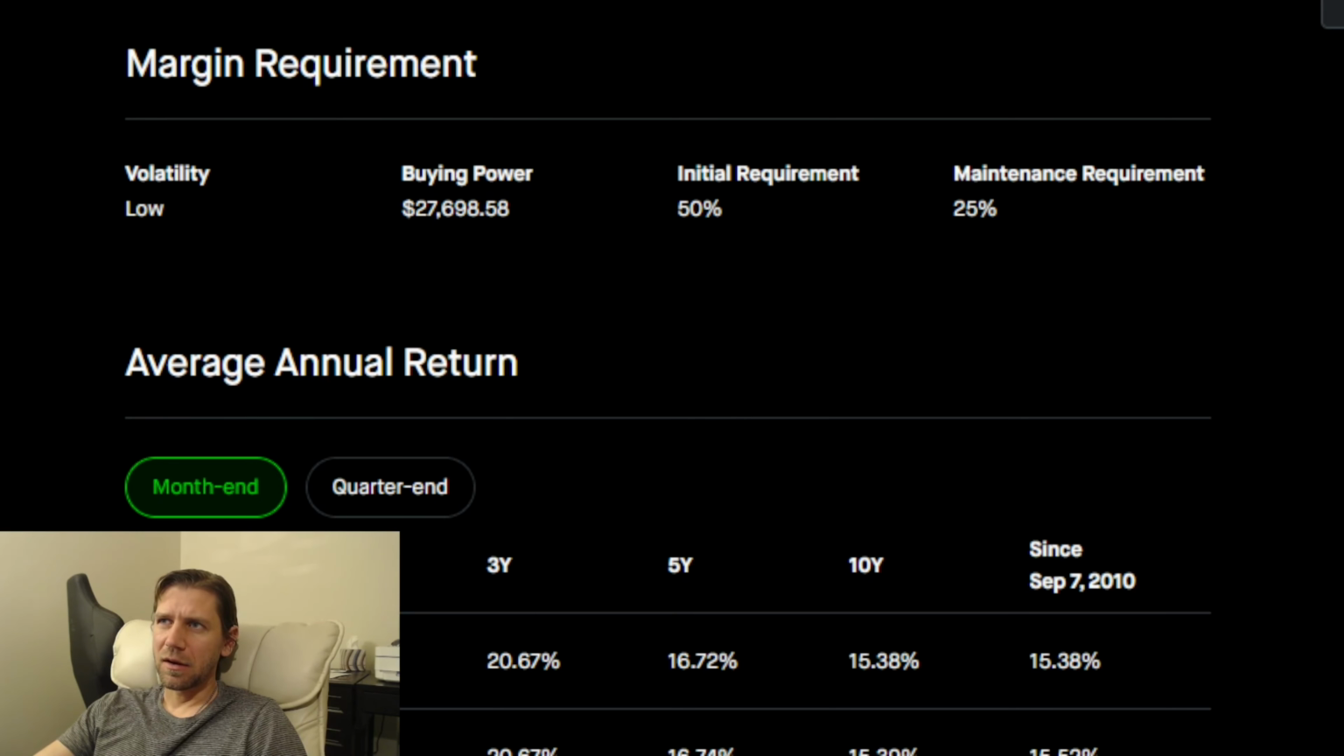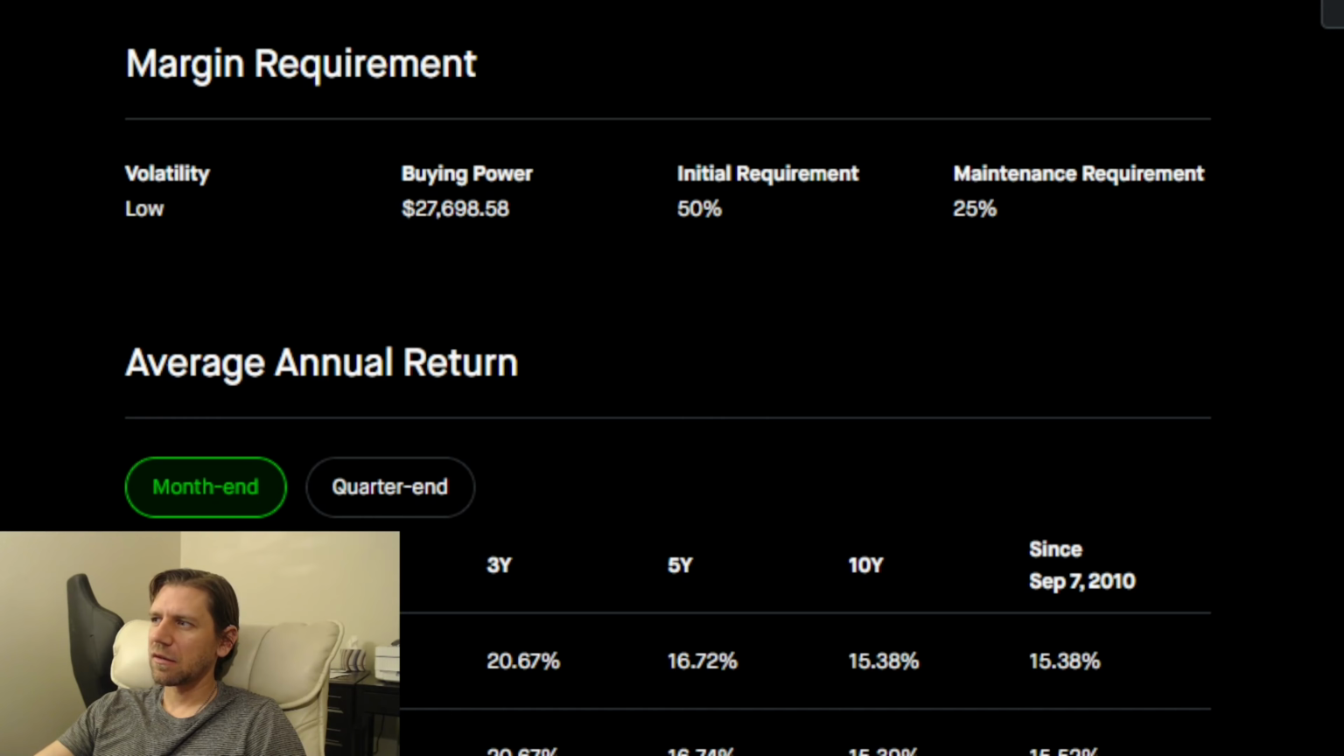Okay. Initial requirements, the lowest is 50%, and it could be more than 50, and the lowest maintenance requirement is 25. So the lower, the safer. Now, this judgment has been made by Robinhood themselves. It's not a judgment of your own, okay? But there are other metrics to try to figure out how risky something is.